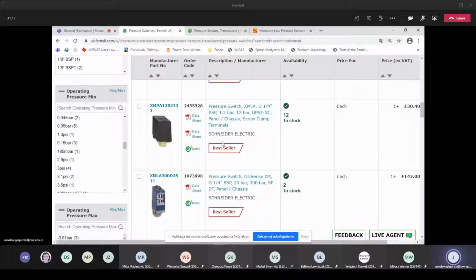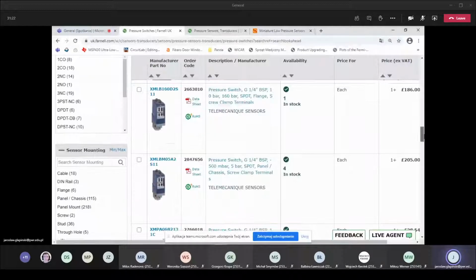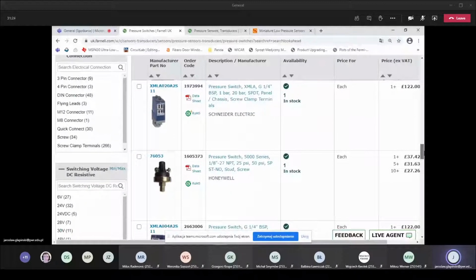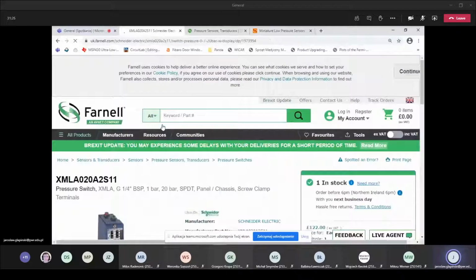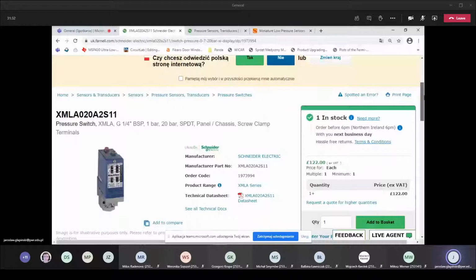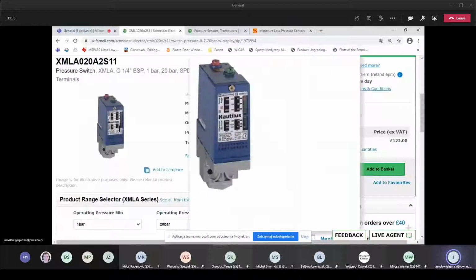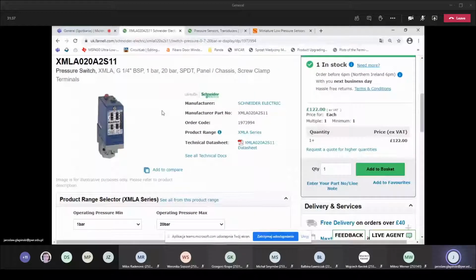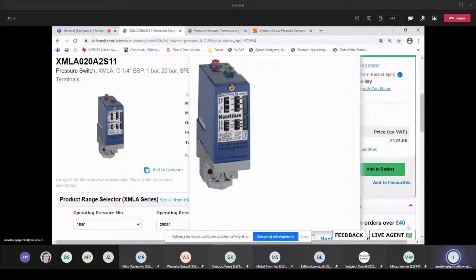Okay, so these are the switches. Some of them are switches which are just set for a fixed pressure, but this is an example of a switch where we can set the pressure by ourselves. So this is the range of pressures we can set, and then the output value, so on or off.